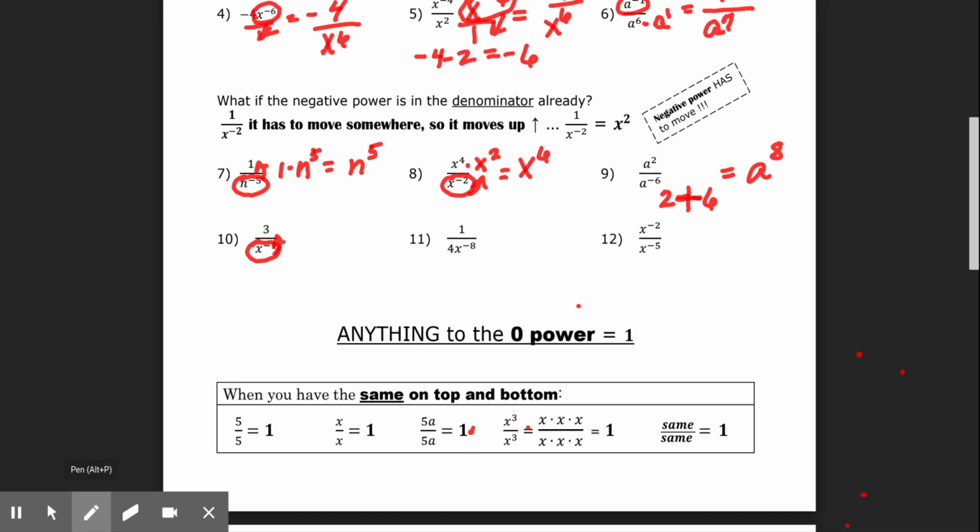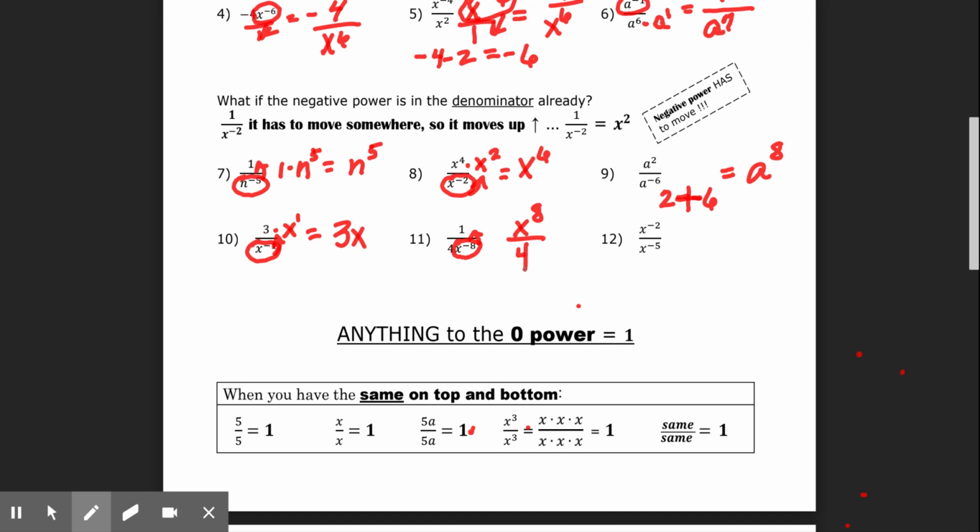Okay, number 10, we're going to take this and move it to the top. So we're going to have 3 times x to the 1st power, which is just 3x. Number 11, we're going to take only the x term and move it to the top. Leave the 4 alone. The 4 itself actually has a power of 1. So this will be 1 times x to the 8th, or just x to the 8th, all divided by 4.